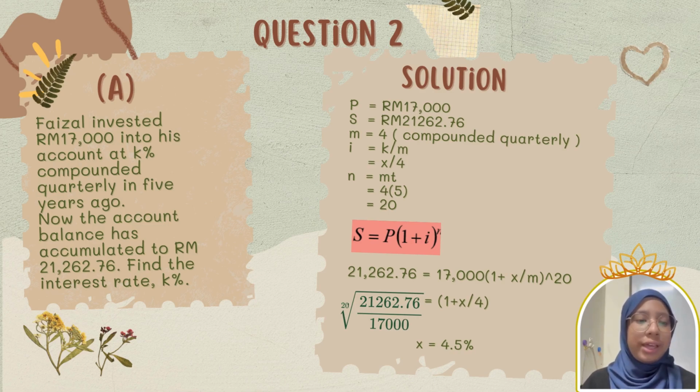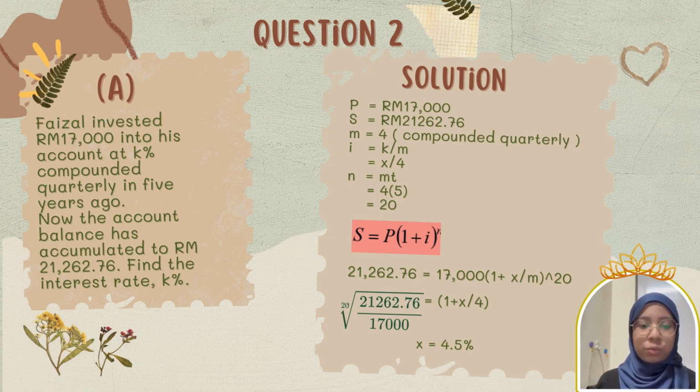Based on the formula, S equal to P(1 + i) power of n, the answer will be 21,262.76 equal to 17,000(1 + x/4) power of 20. In order to find x, we need to bring 17,000 and the power of 20 to the left side, which will be the 20th root of 21,262.76 over 17,000 equal to 1 plus x over 4. And the answer is 4.5%.